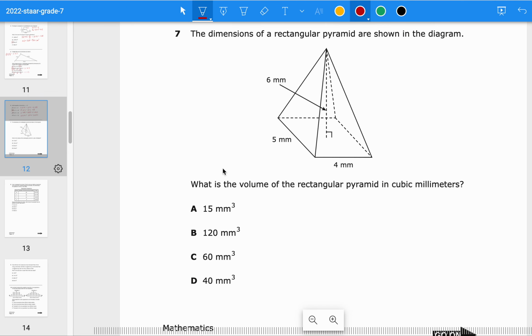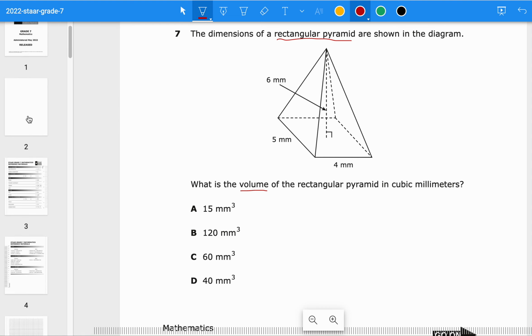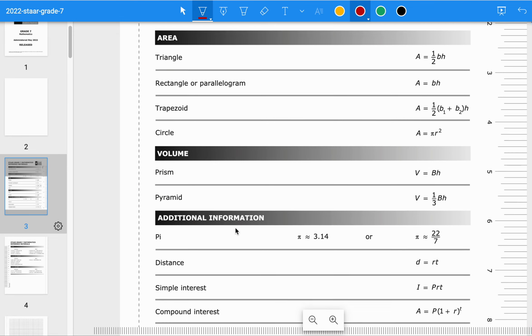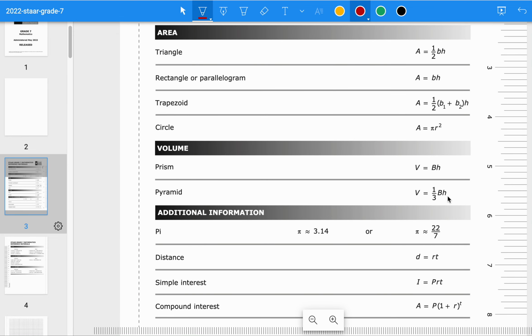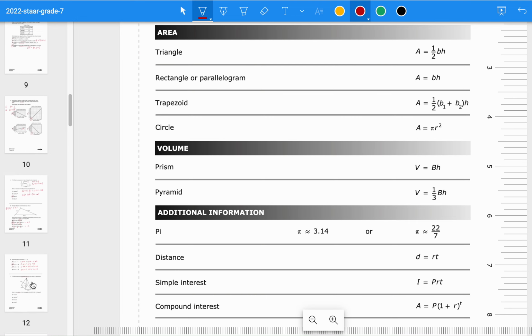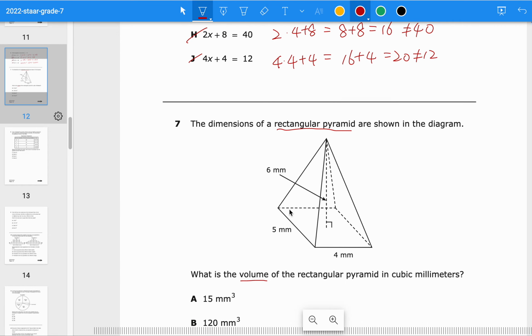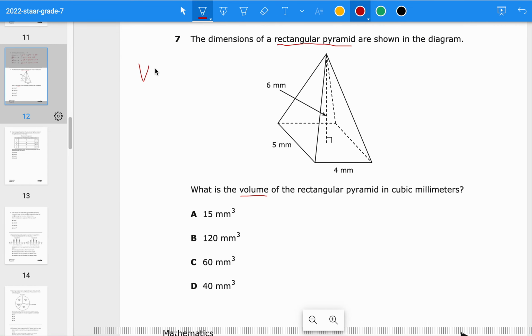Number 7. We already know the dimensions of a rectangular pyramid, and we are looking for the volume. So firstly, you can go back to the reference page to see that the volume for the pyramid is 1/3 base times height. Let's come back to this question. So I'm going to write volume equals 1/3 base times height. And the base, we know, is rectangular. So the base will be 5 times 4, which is 20.